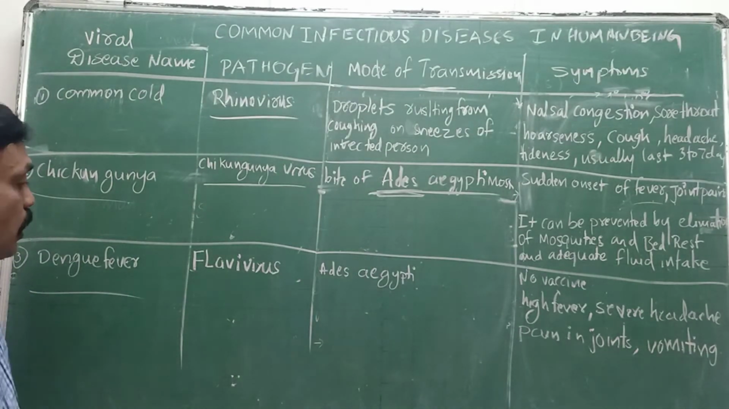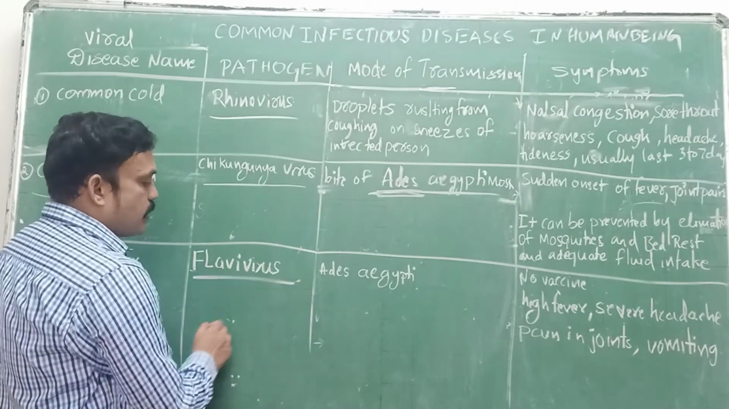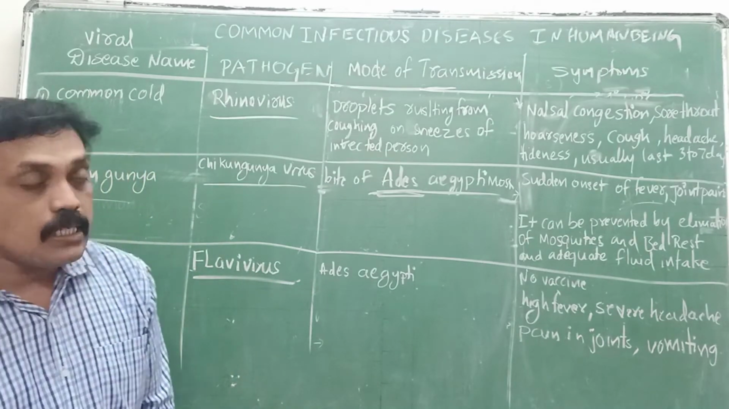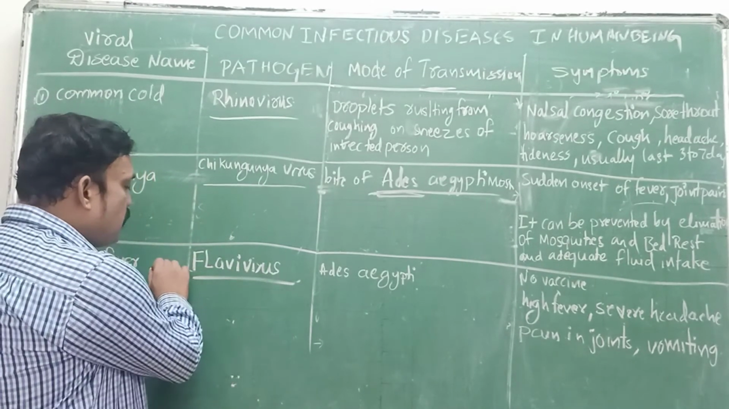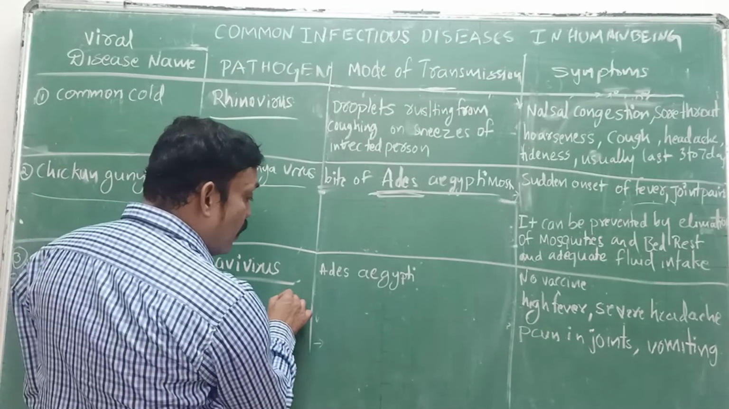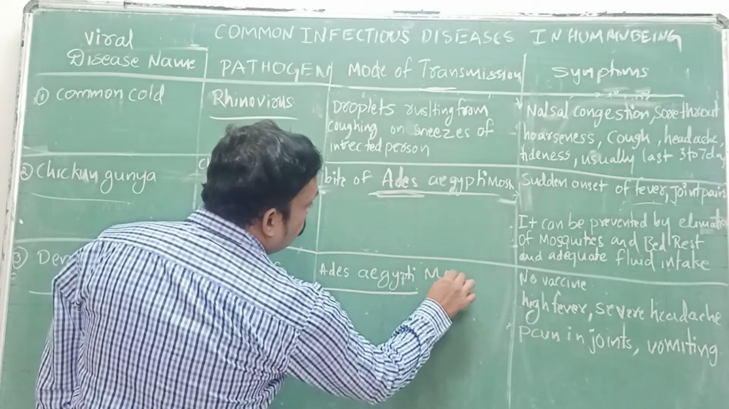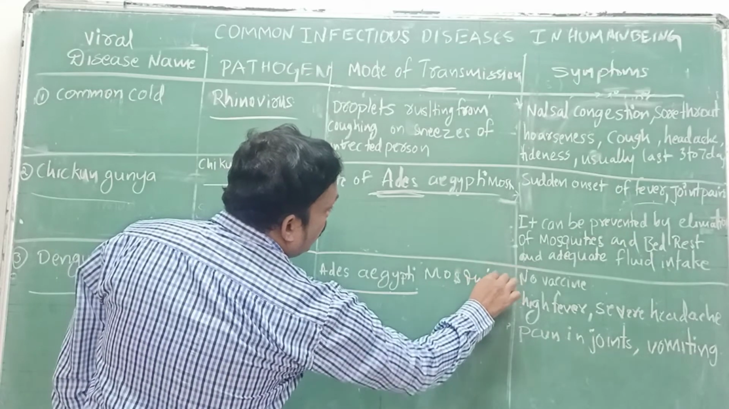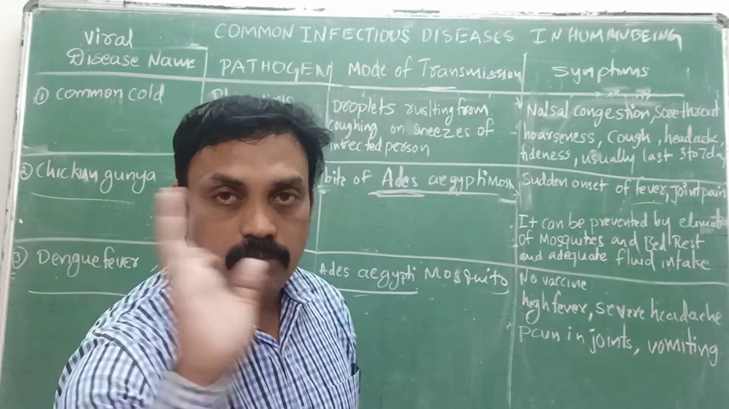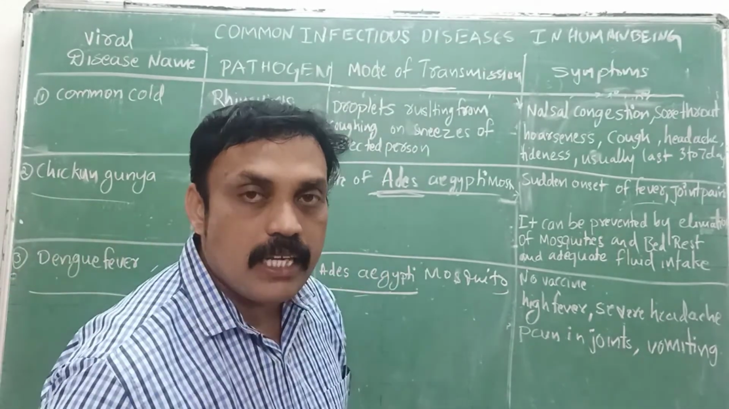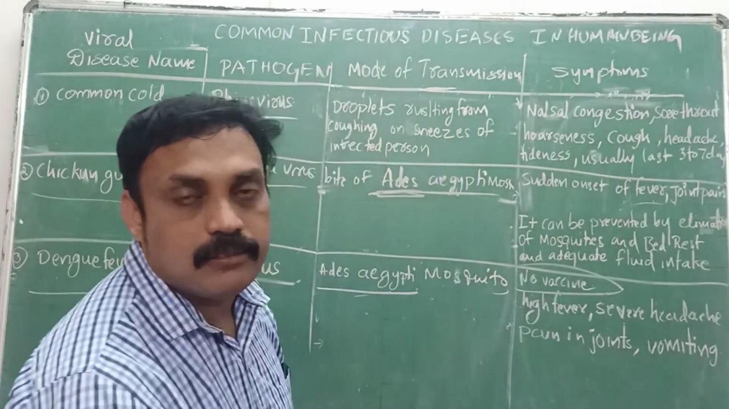This is a very dangerous disease. Dengue fever is caused by flavivirus. Try to remember the disease-causing pathogen name is flavivirus, and the disease is dengue fever. Dengue fever is also transmitted through the Aedes aegypti mosquito, from an infected person to a healthy person. The vector name is Aedes aegypti. For dengue there is no vaccine up to now, no vaccine like corona.